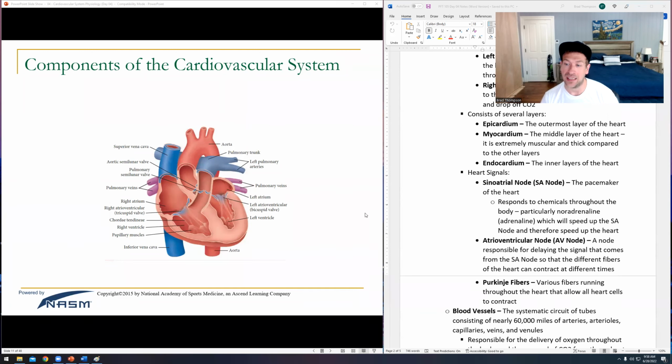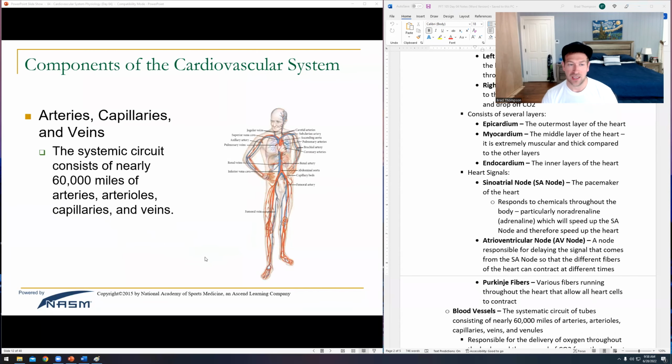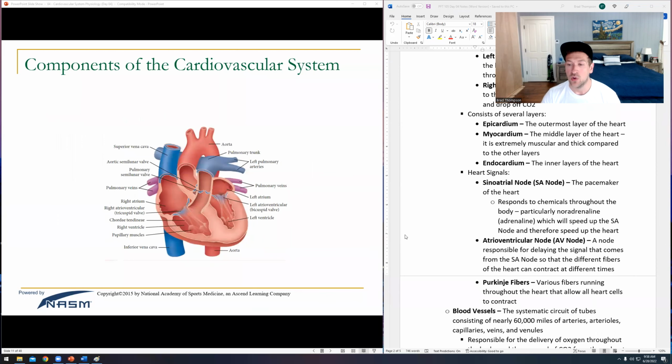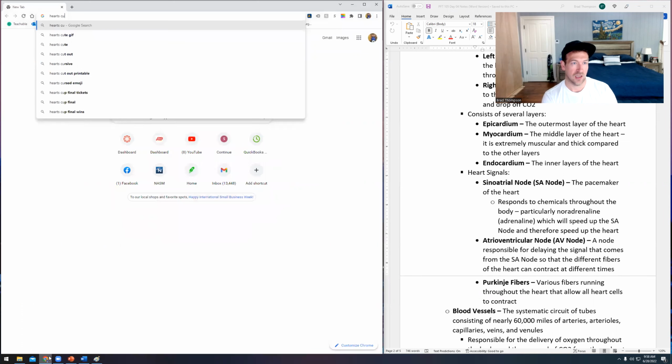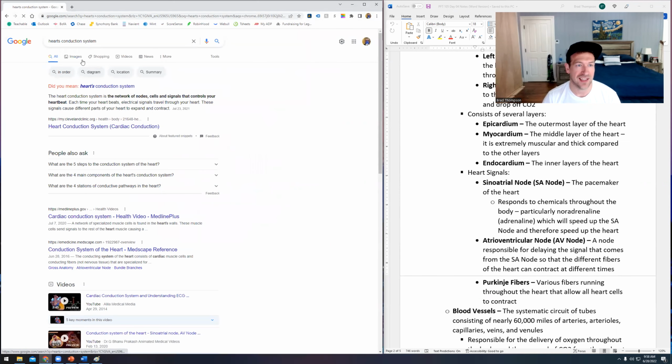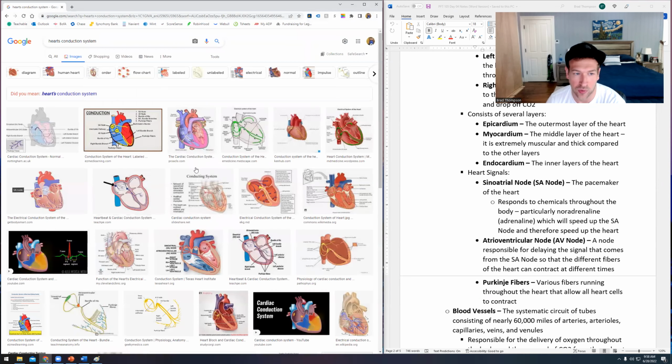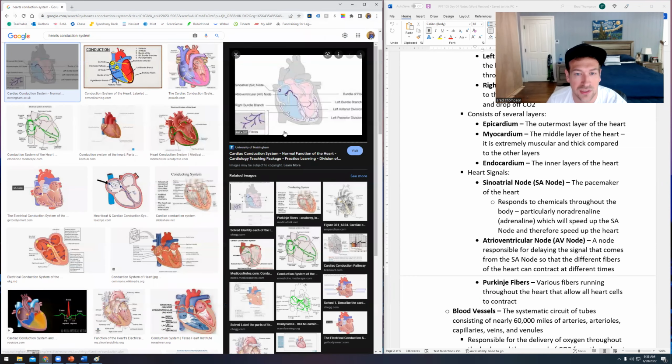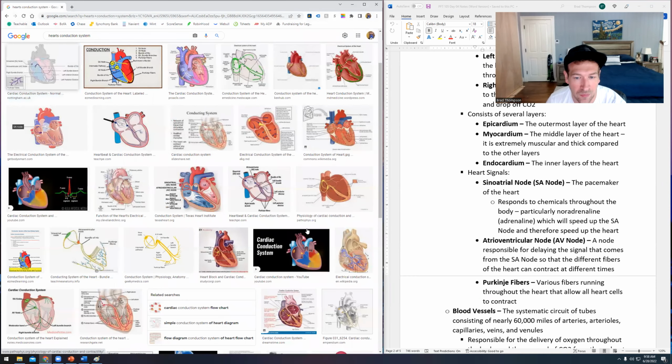That kind of showed us how these different signals in the heart actually get made. So one of the coolest parts of your heart, if you look at your heart's conduction system, you'll notice that there's some wires that kind of run through your heart.